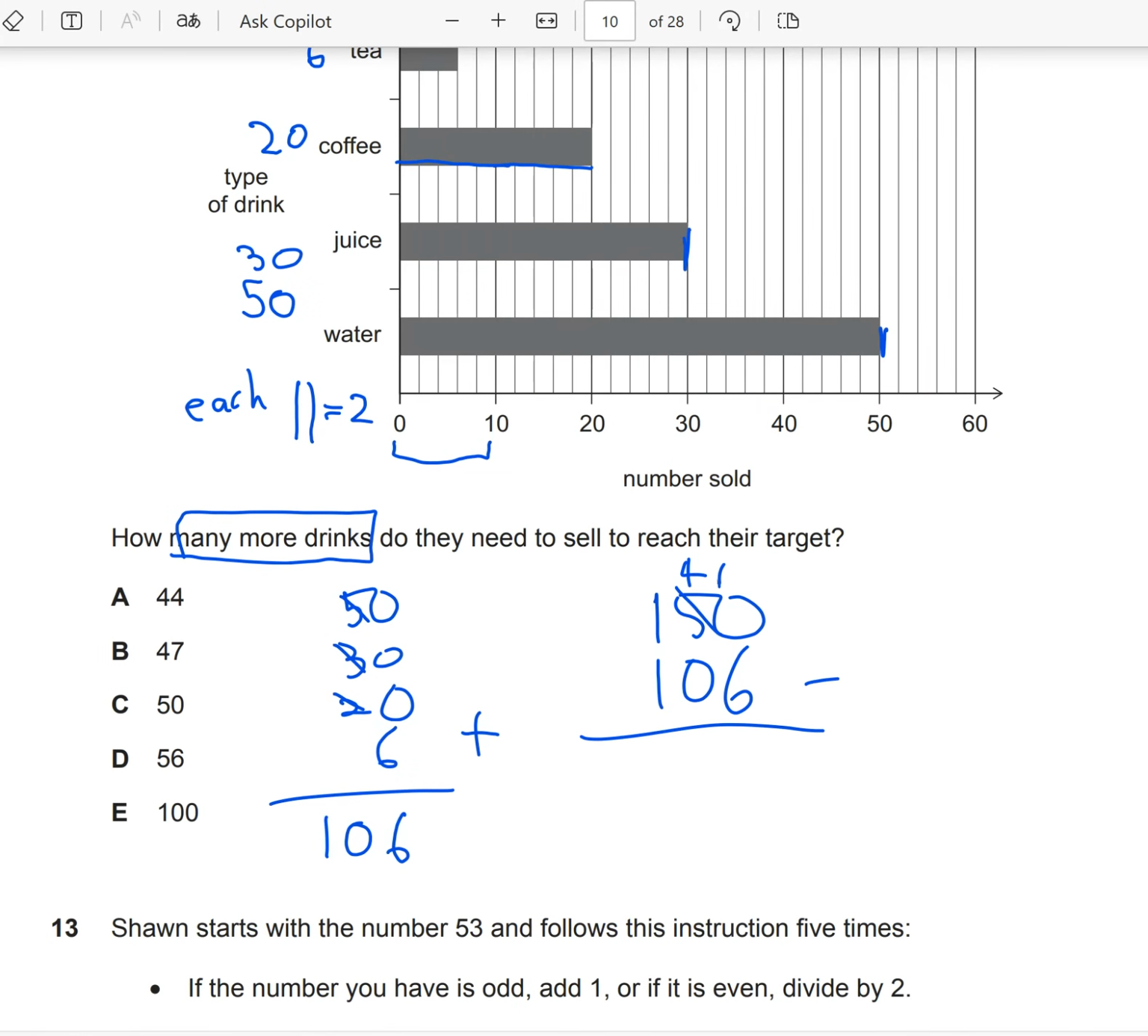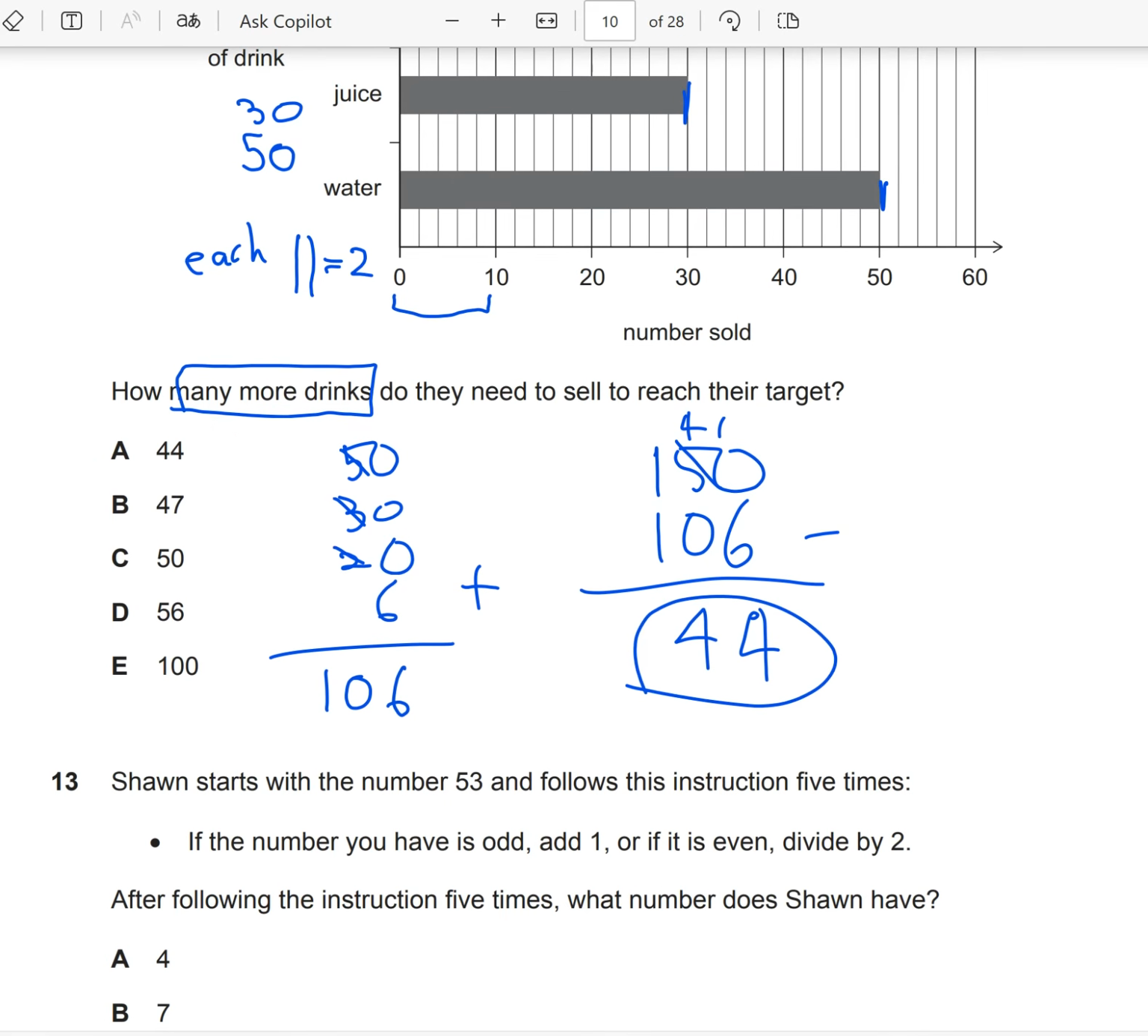5 becomes 4. Lend the 10, we get 4. 4 minus 0 is 4. And 1 minus 1 is 0. So the answer is 44 drinks, or option A.